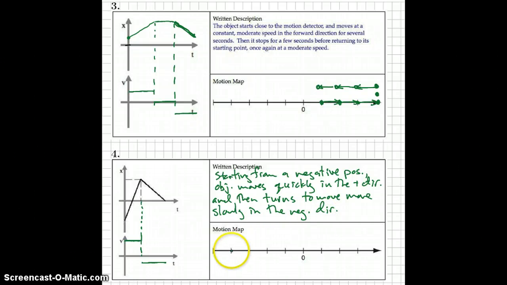So in a motion map, we're starting over here. We go fairly quickly, so there's a lot of space between dots. And we do not sit still at all. We turn back around, but we go more slowly, and we end up at the origin.